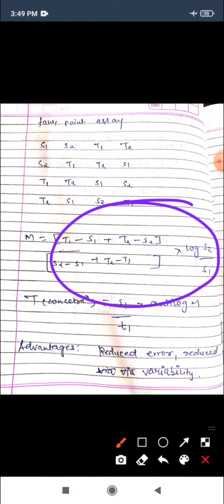This is quite a lengthy process, so it is the disadvantage of the 4-point assay. And if we talk about the advantages, it reduces the error and reduces the variability. But it is lengthy, and that's why a large amount of the test sample is required.